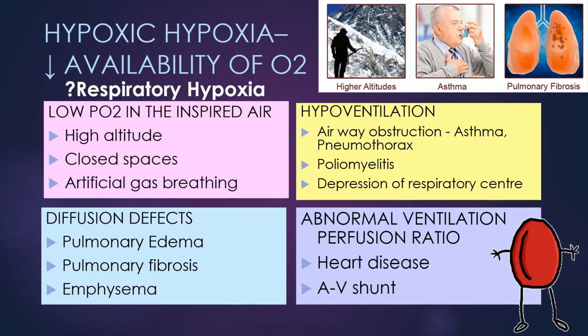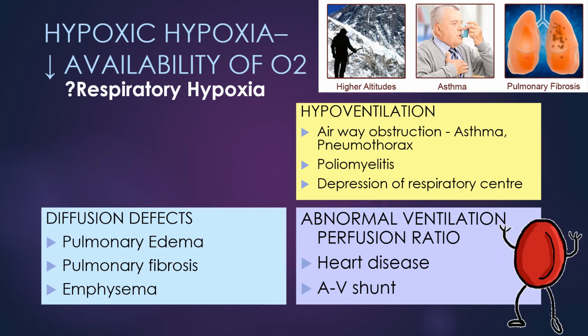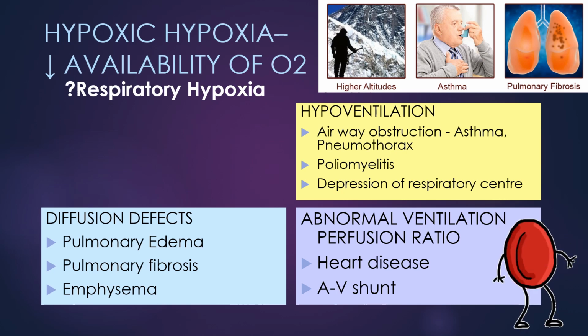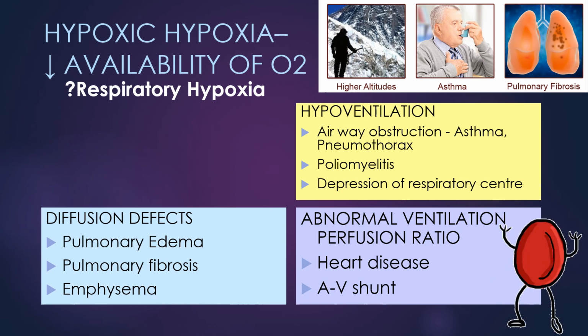Now what is respiratory hypoxia? We must know what is respiratory hypoxia. In spite of hypoxic hypoxia, there is a term called respiratory hypoxia. So it is when we take off the defect in the inspired air. Other than that, hypoventilation, diffusion defect, and abnormal ventilation perfusion ratio, all these things together are called respiratory hypoxia.